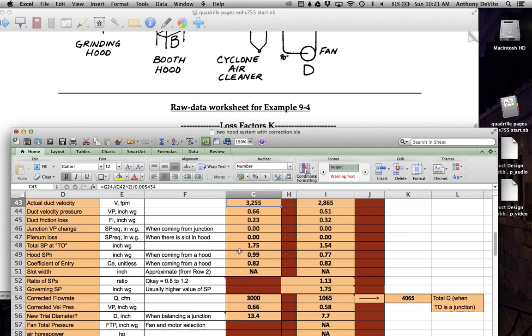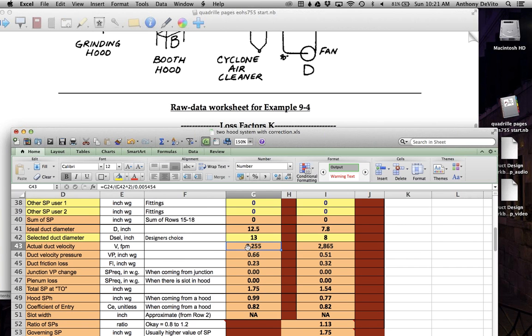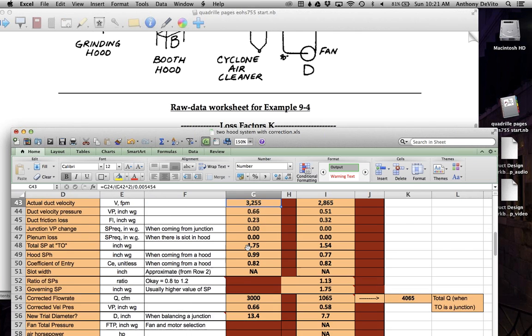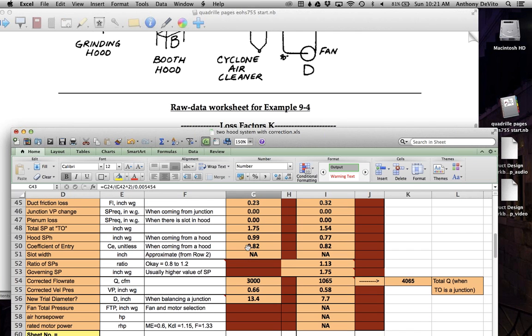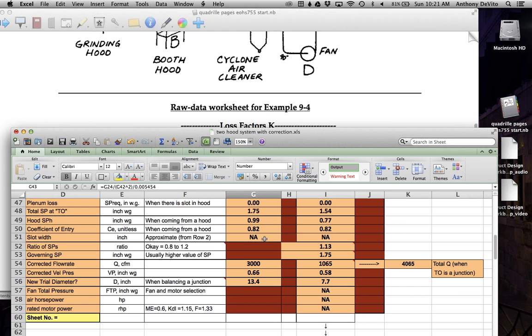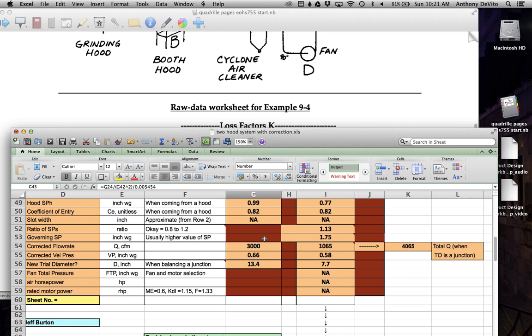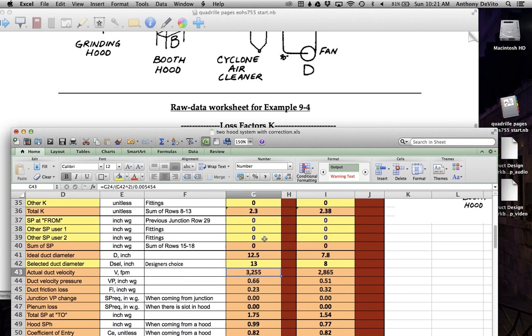It would calculate and do all the rest of the calculations. That's the last slot that we can actually fill in ourselves. And let's see what we have here. Hood static pressure is going to be about 1 inch, and so on and so forth. Our actual duct velocity is going to be more than what we need. So we got our transport velocity. So we're in good shape.